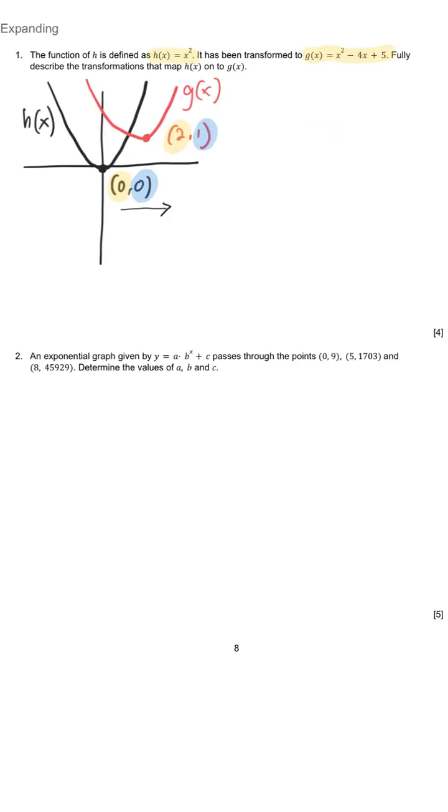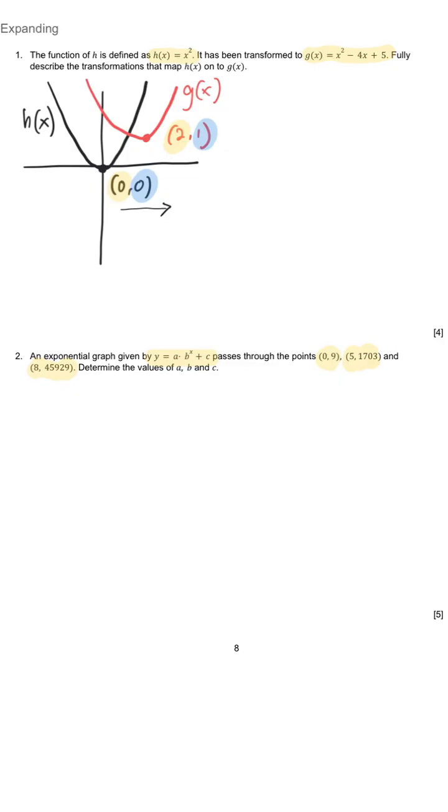Okay, question number 2. An exponential graph y = a b^x + c passes through 3 points: (0, 9), (5, 1703), and (8, 45929). So what you can do is substitute each coordinate into the exponential function given here.